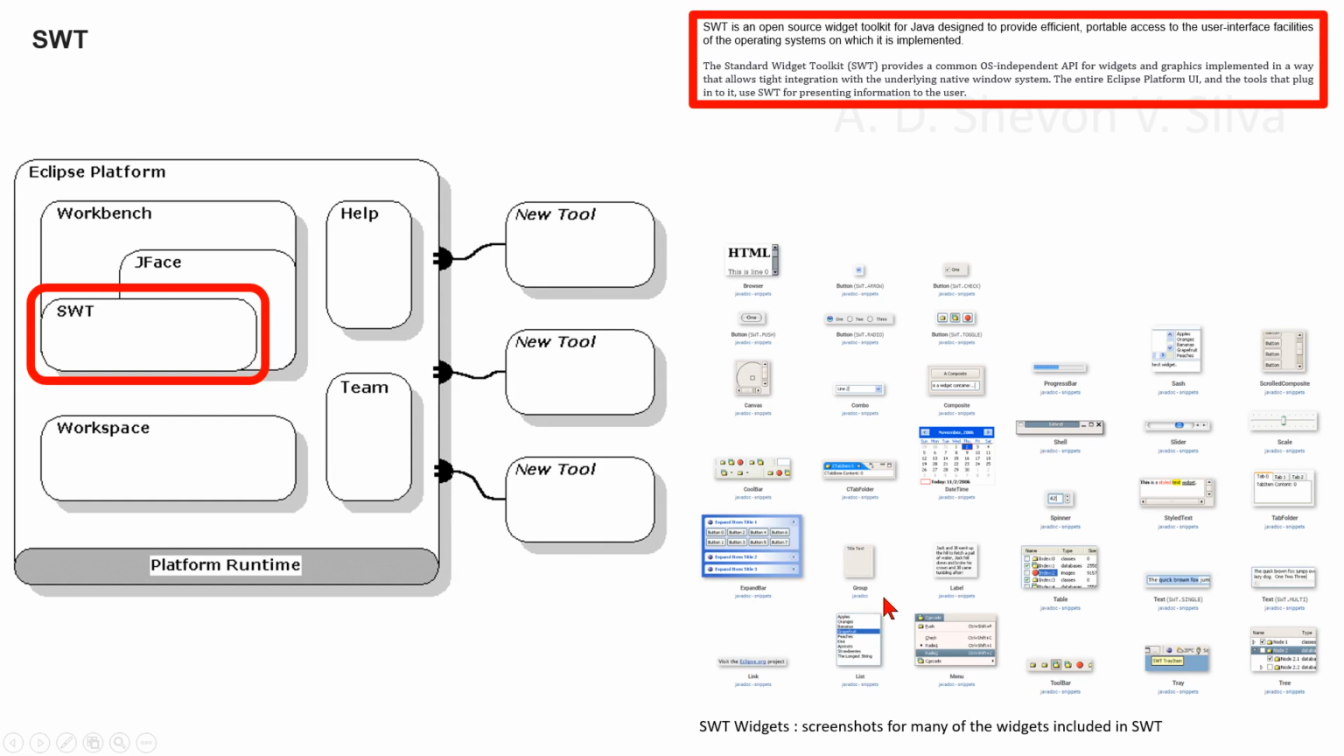Group, class Group. Instances of this class provide an etched border with an optional title. Label, class Label. Instances of this class represent a non-selectable user interface object that displays a string or image. When separator is specified, displays a single vertical line or horizontal line.